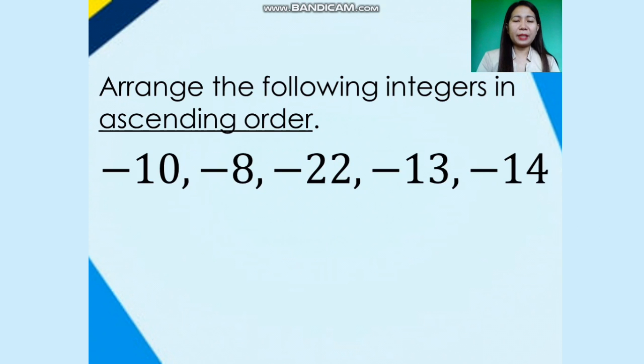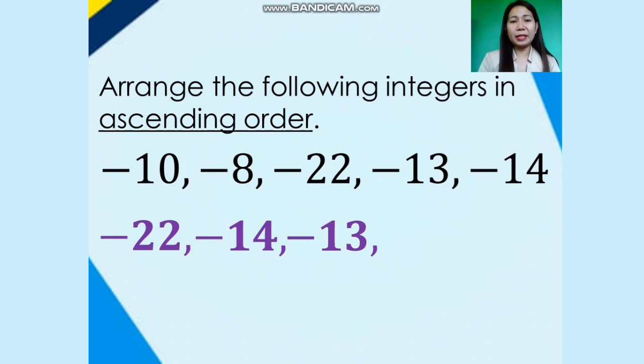How about negative 10, negative 8, negative 22, negative 13, and negative 14? As you can see, these are all negative integers. So the least integer here is the negative with the greatest absolute value, which is negative 22, followed by negative 14, then negative 13, negative 10, and negative 8.